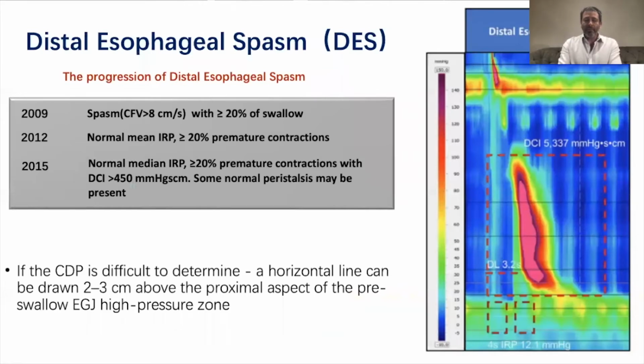Since the first iteration of the Chicago classification, we have changed from using velocity or contractile front velocity as a measure of spasm to using distal latency or the time to deglutition. The second iteration required at least two premature contractions with a distal latency of less than 4.5 seconds. The third iteration required this to also include a DCI of over 450 millimeters of mercury seconds centimeters in order to confirm that there is peristalsis.